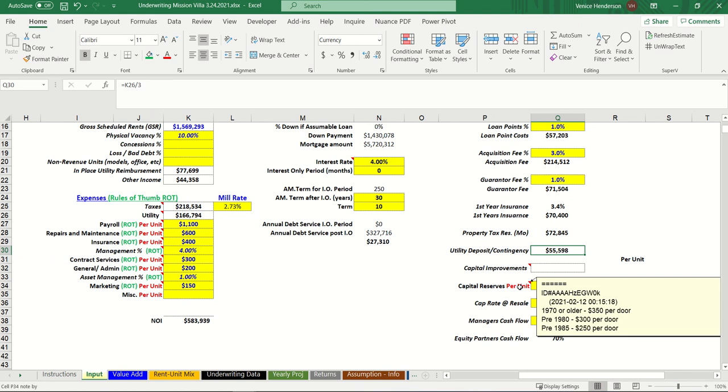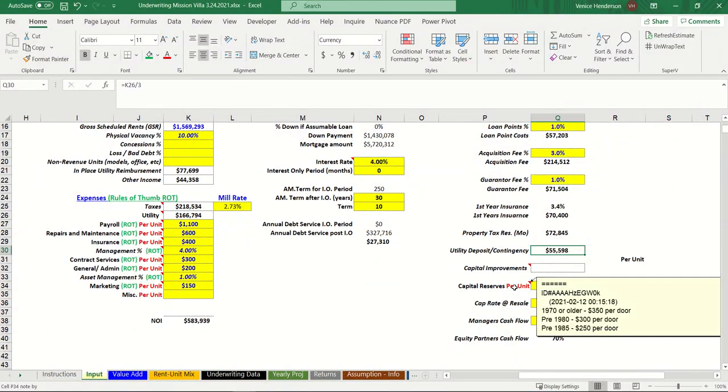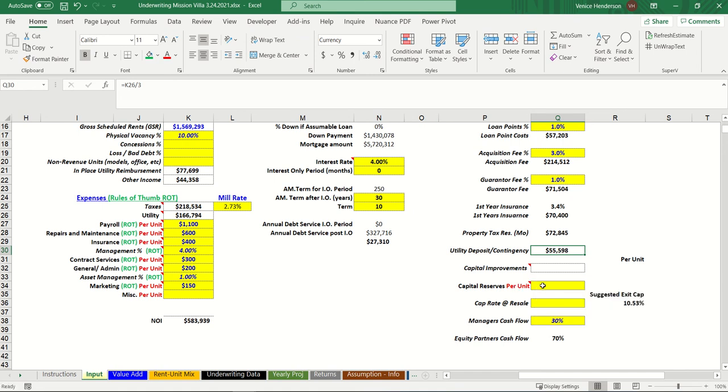Capital reserves. We are looking at $350 per door. Again, remember this property is a little older, but it was repaired. So I would love to know at what point that number fluctuates. So we're going to go conservatively. We're going to go ahead and do 350.